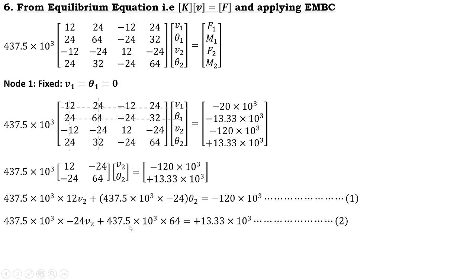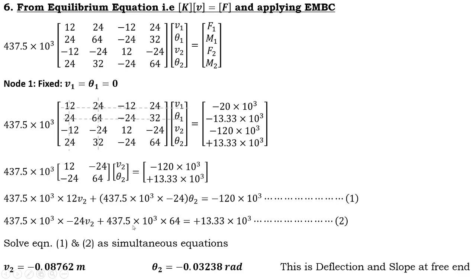To calculate that, I need to solve these two equations using the calculator. Once I solve these two equations, I am going to get the values of v2 and theta 2. So my value of v2 is minus 0.08762 and theta 2 is minus 0.03238 radians. So this is my deflection and slope at the free end.